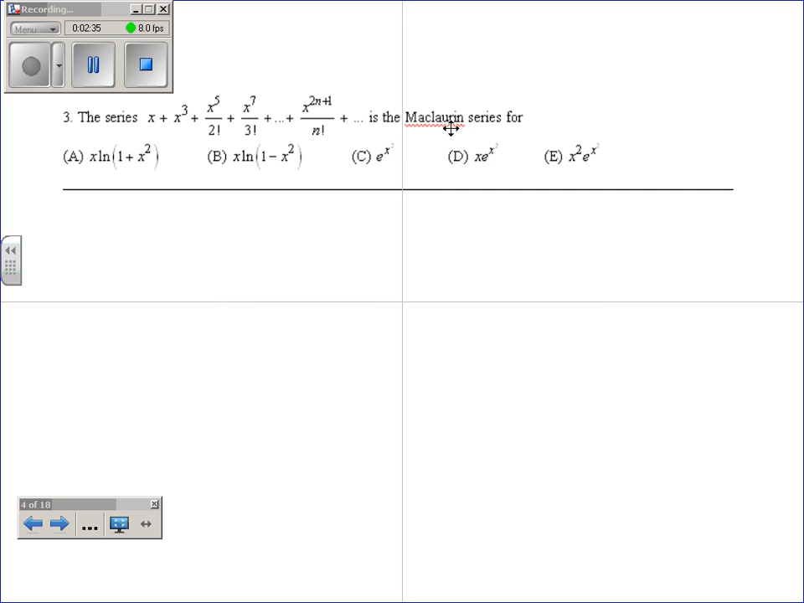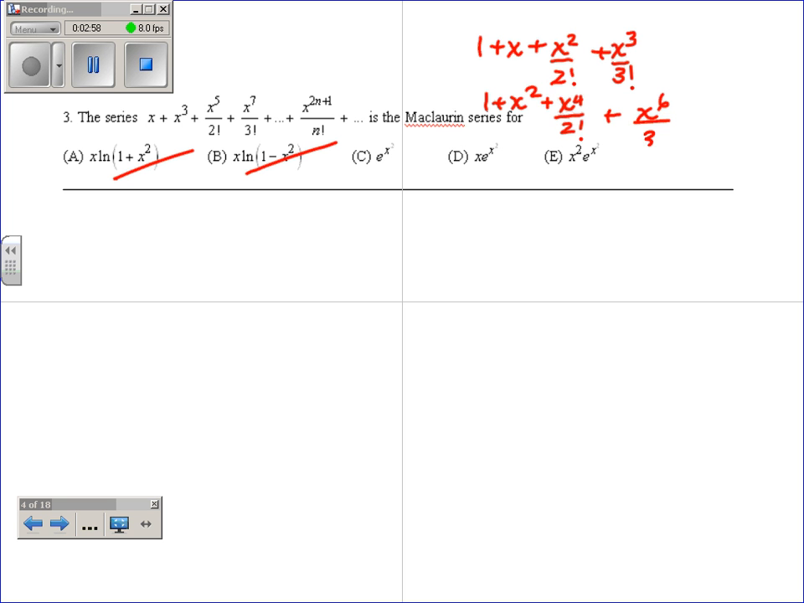Okay, so looking at this, I automatically notice that we're counting by ones, and so hopefully you know that that looks kind of similar to E. So you know it's not this or this. Alright, x squared. If it was just x squared, it would be 1 plus x squared plus x to the 4th plus x to the 6th, etc.